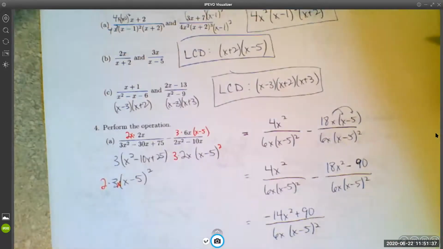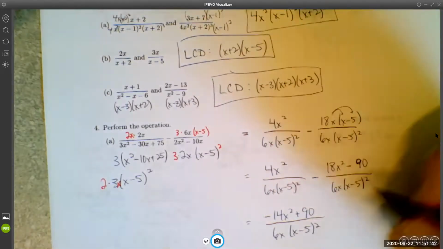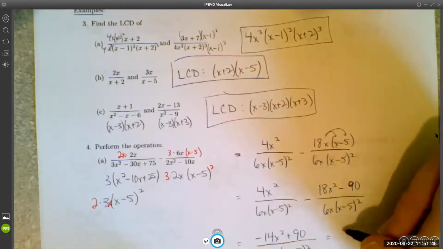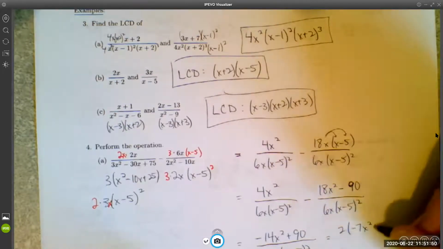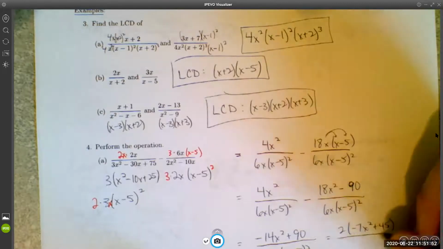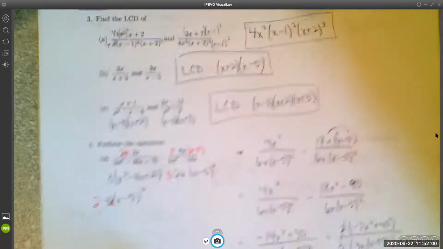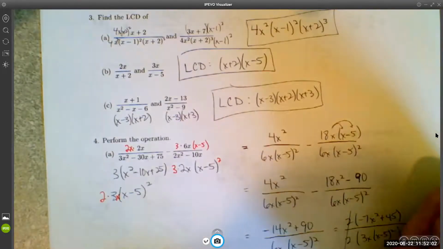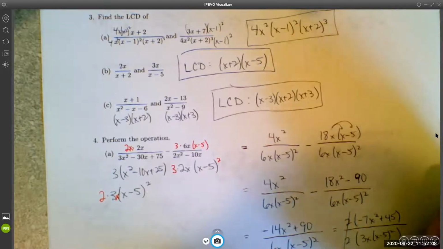I can simplify that a little, right? I can at least factor out a 2 and cancel it with the 2 down there. So I can say 2 times negative 7x squared plus 45 over 2 times 3x times x minus 5 squared. And then the 2's cancel, right? So my final answer, I think, would look something like negative 7x squared plus 45 over 3x times x minus 5 squared. And that's that.